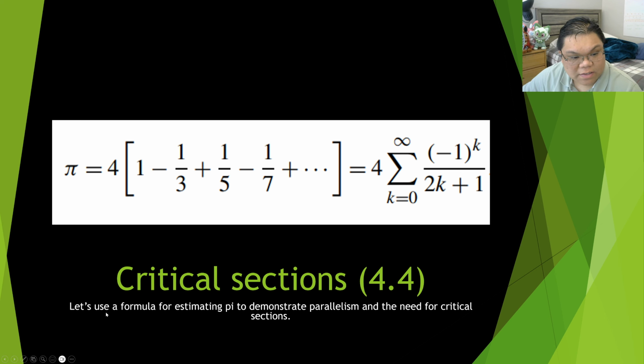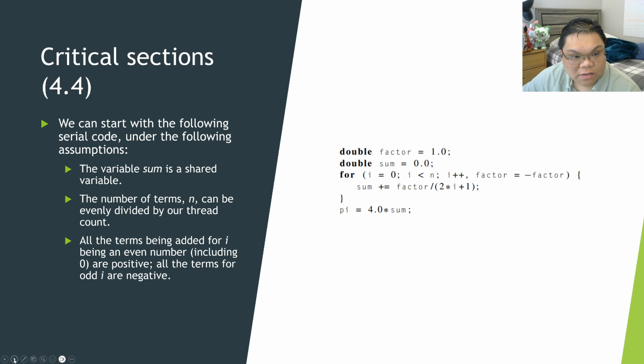So, let's use a formula. Well, technically this isn't a formula, it's an infinite sum. But we're gonna use this sum to demonstrate parallelism and the need for a critical section. We can start with the following serial code under the assumptions that sum is a shared variable, the number of terms n can be evenly divided by our thread count, and all the terms being added for i being an even number are positive, and all the terms for odd i are negative.